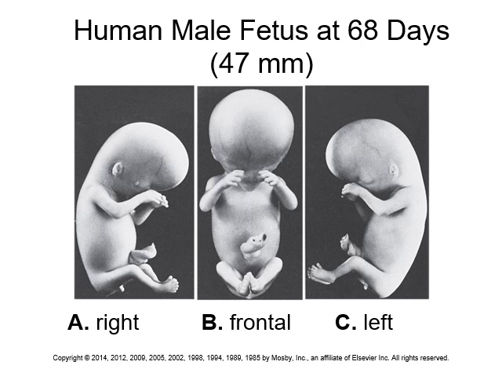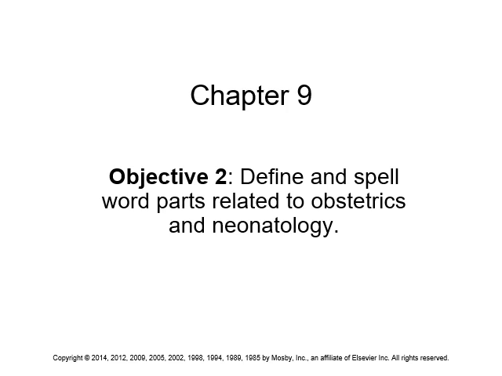This image is in your book. It's on page 317. This is a human male fetus at 68 days. It's about 47 millimeters long, which is about 1.85 inches, about 2 inches long. Notice how it has the right, frontal, and left views, and it's pretty much fully formed at 68 days. It's just going to continue to grow and develop.